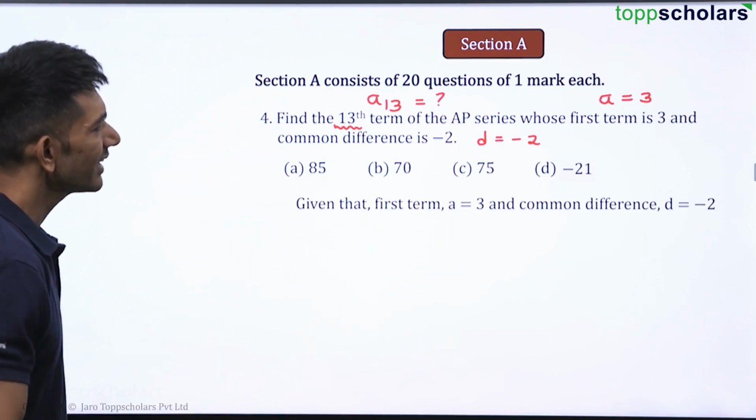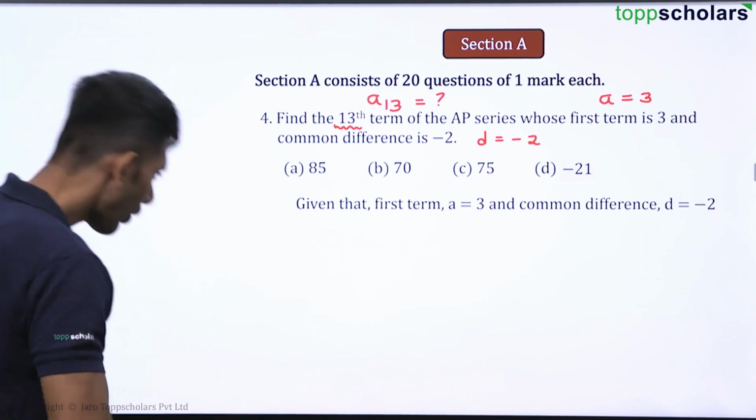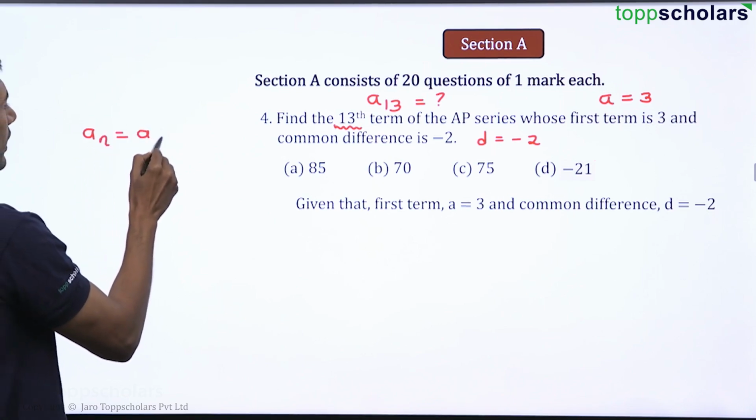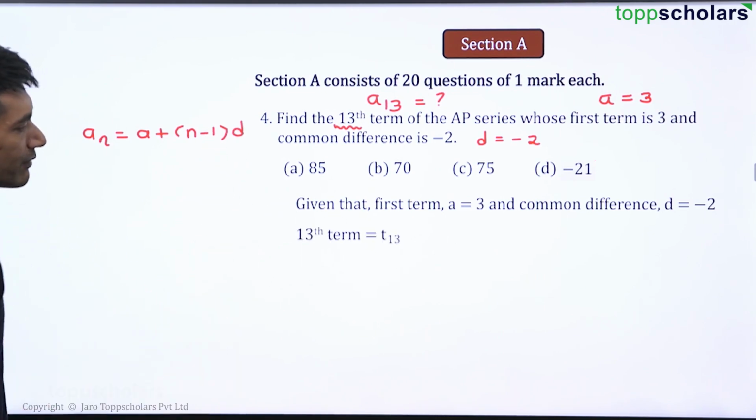So A is given 3, common difference D is given. Whenever we are supposed to find out the nth term, always remember nth term is given by An is equal to A plus n minus 1 into D, correct? So we will use that formula.